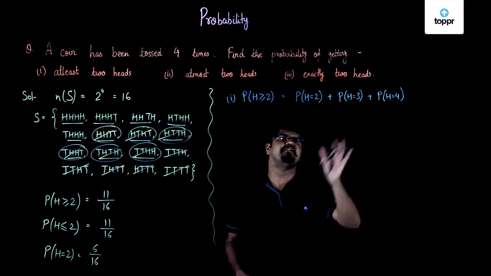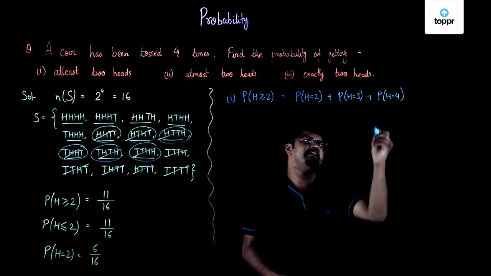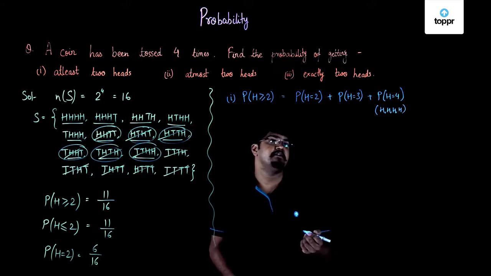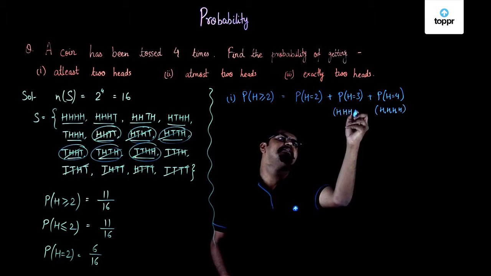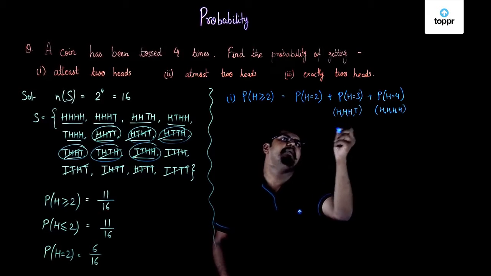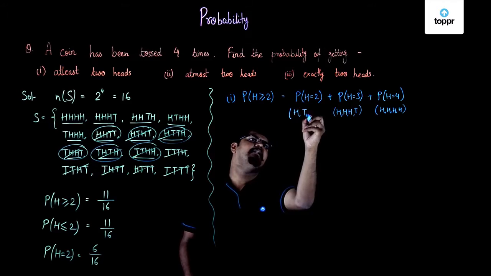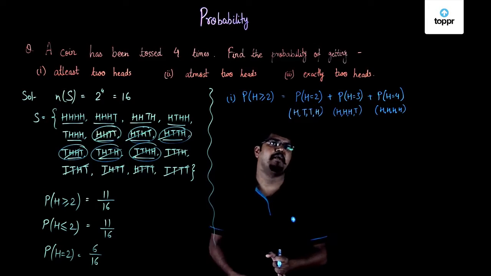Now considering each of these events as an independent event, we can say that the probability of head is equal to 4 is when we have 4 heads on the 4 tosses. Then probability of head is equal to 3 is when we have 3 heads and 1 tail. And probability of head is equal to 2 is when we have 2 tails and 2 heads in this particular part.